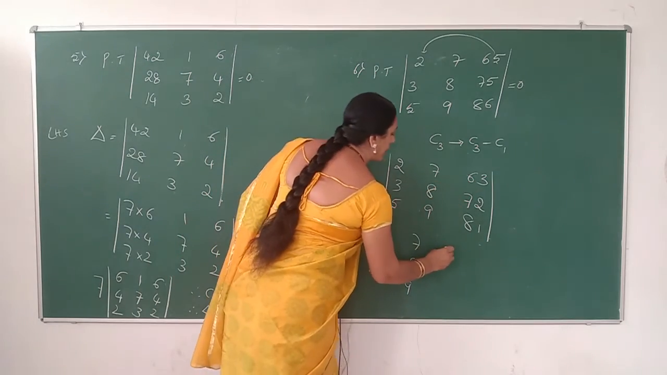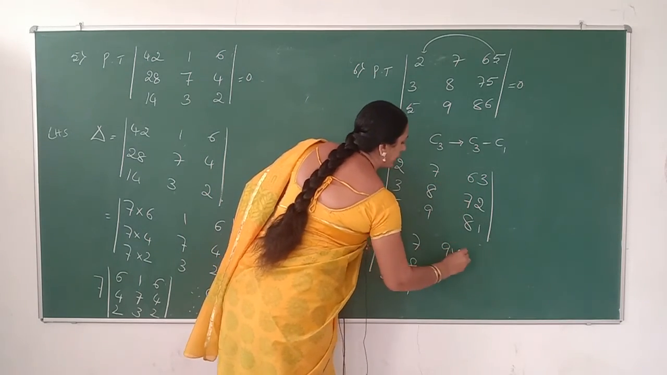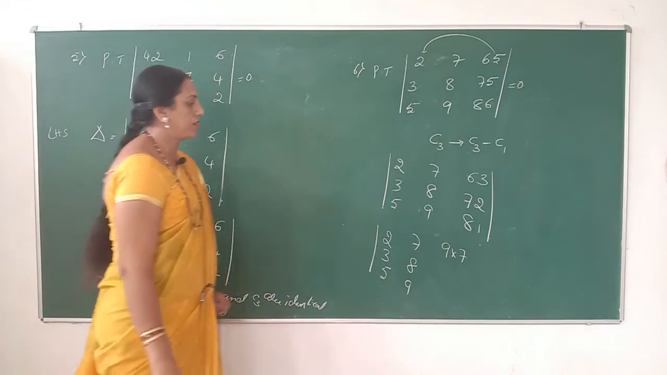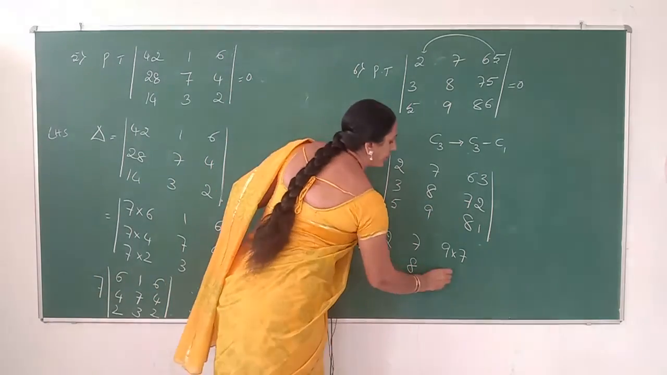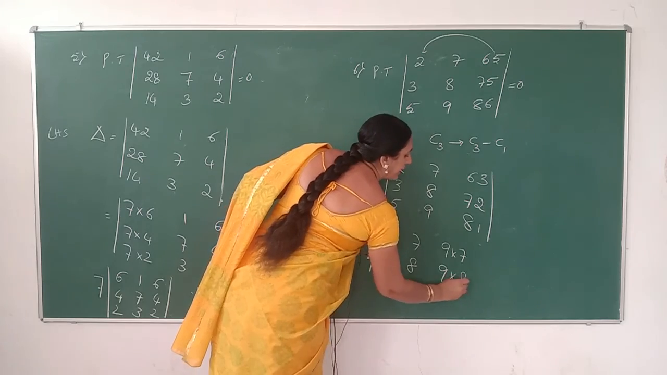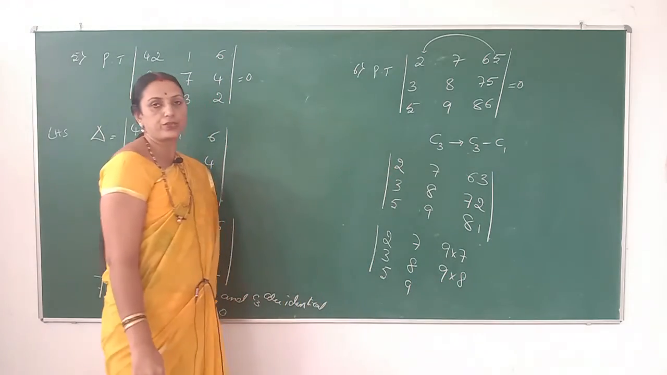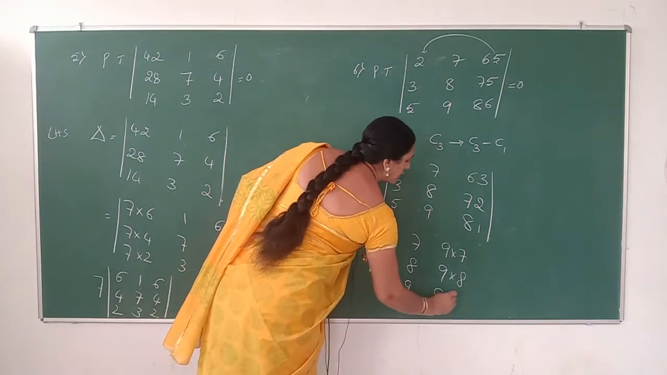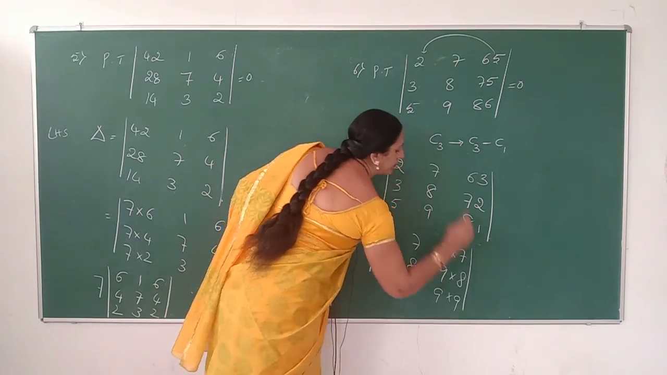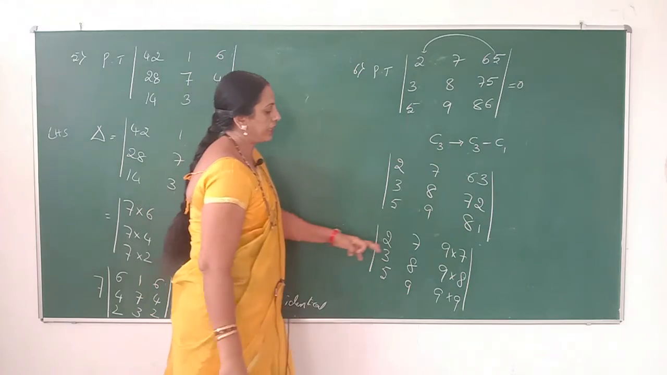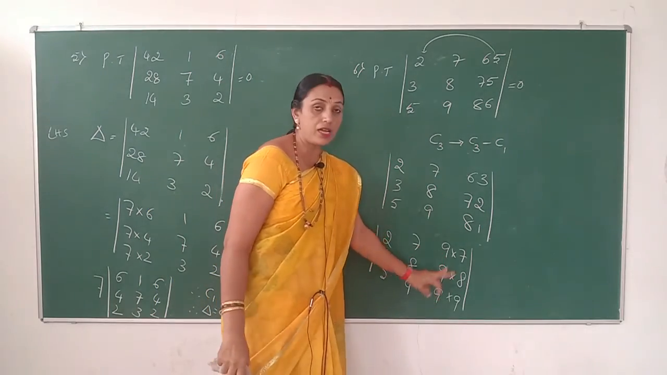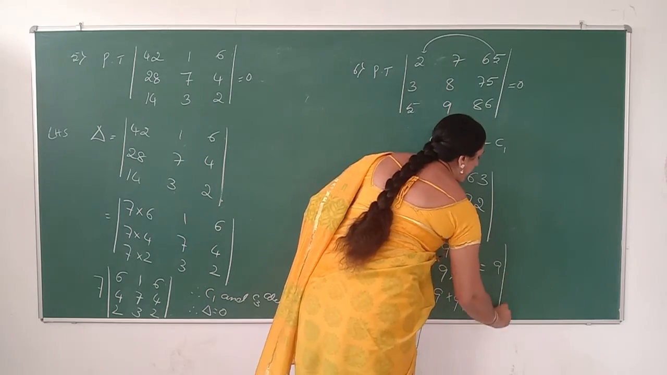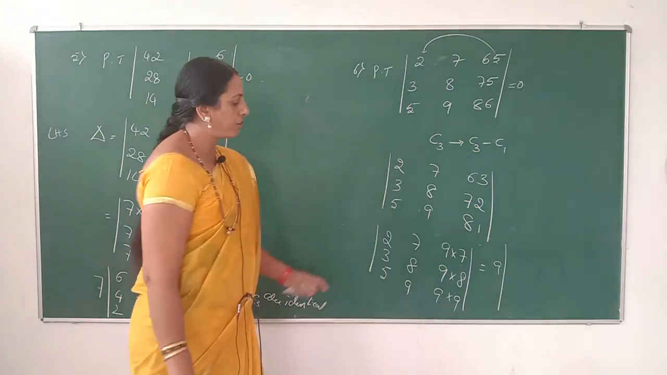63 can be written as 9 into 7, 72 is 9 into 8, and again 81 can be written as 9 into 9. Therefore all the elements of the third column are a multiple of 9, so by using the fifth property, 9 is a common factor.